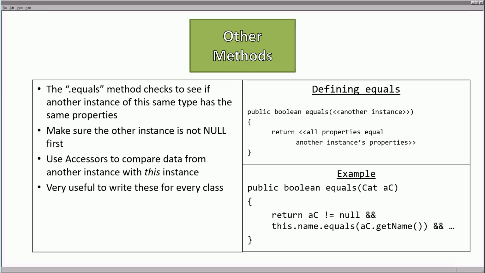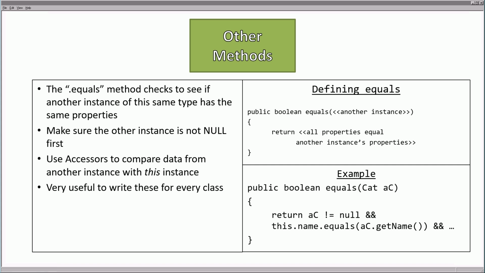So now we get to some of the other methods. There's two other methods that I really highly recommend always writing whenever we're defining a class. The first one is the equals method, and this checks to see if another instance of the same type has the exact same properties. So this kind of works like the string method equals. Now this has a general formula, public boolean, because true or false, does this instance equal another instance? And also we do need a parameter that's another instance of whatever this class is. Then we just return all the properties are equal to another instance's properties.